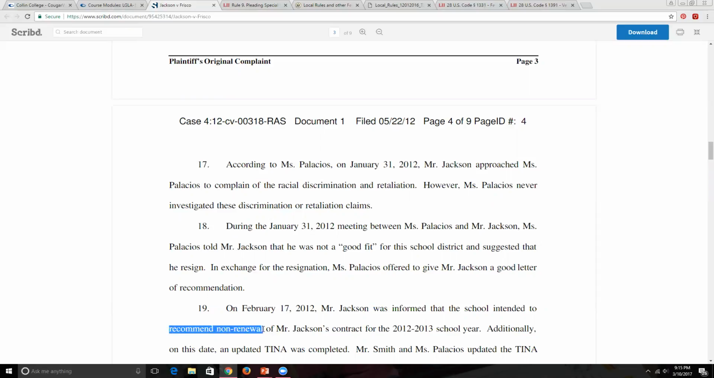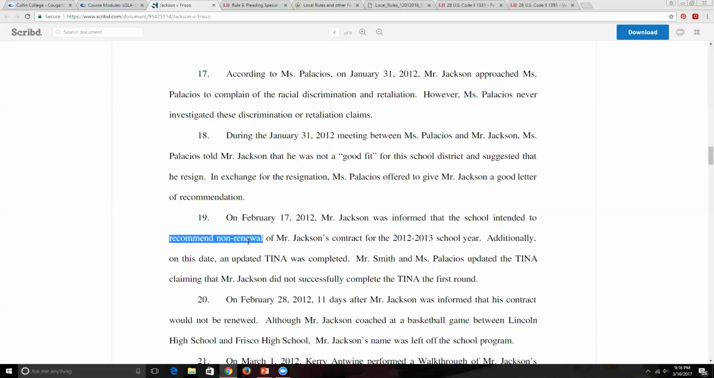Recommend non-renewal sounds like bureaucratese. I think it might be better to say the school intended not to continue Mr. Jackson's employment for the next school year. So I think that might be a better way of saying that. Additionally, on this date, an updated TINA was completed. Additionally, on this date, Ms. Palacios completed an updated TINA.